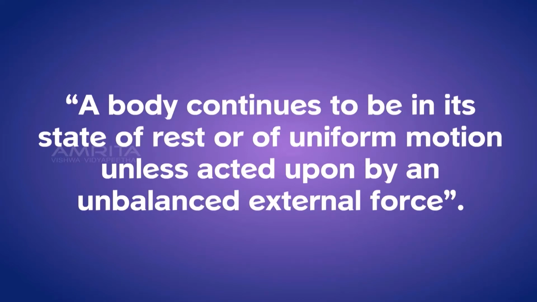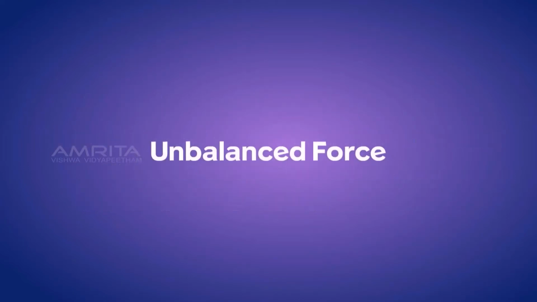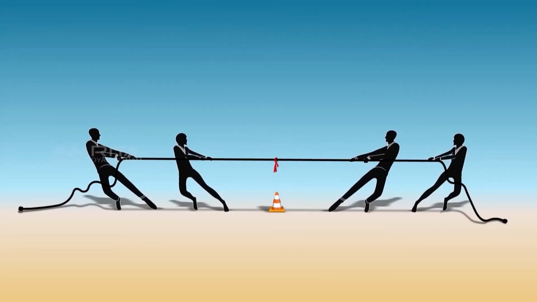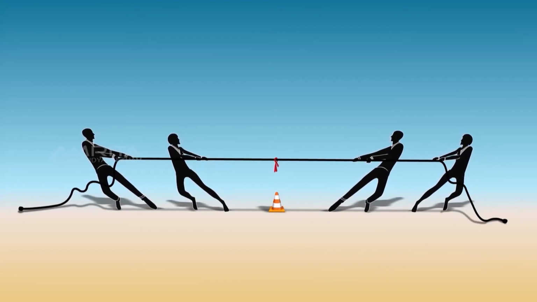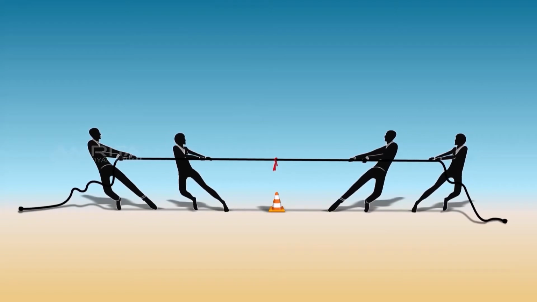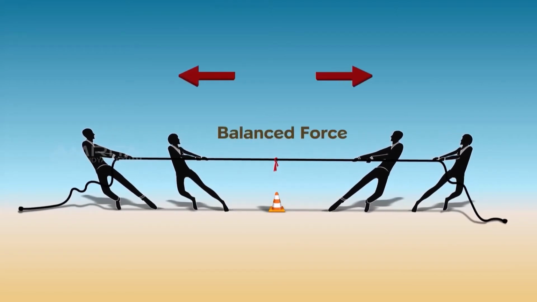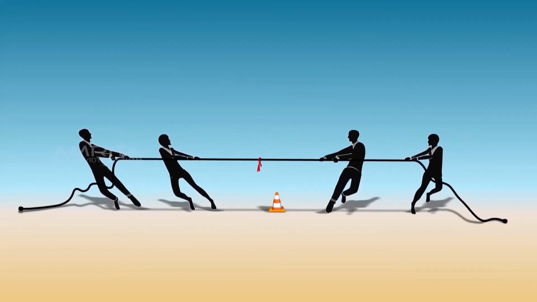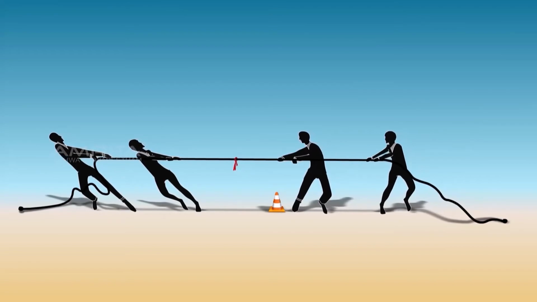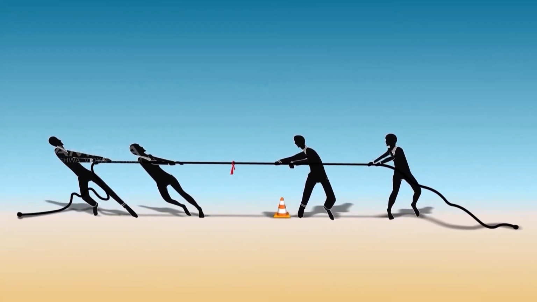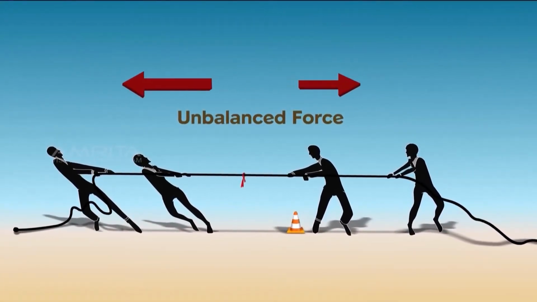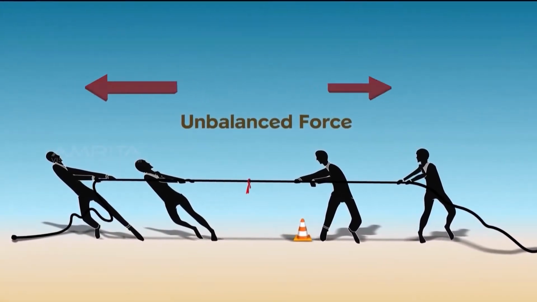To understand Newton's first law, you need to understand what unbalanced force is. If you have seen a game of tug of war, you would have seen two teams pulling a rope in opposite directions. If the rope doesn't move, the forces applied by the teams are balanced forces, as they are of equal magnitude in opposite directions. If one of the teams applies greater force, it pulls the other team and the rope towards their side. In this case, the forces are unbalanced, as the two forces are of unequal magnitudes in opposite directions.